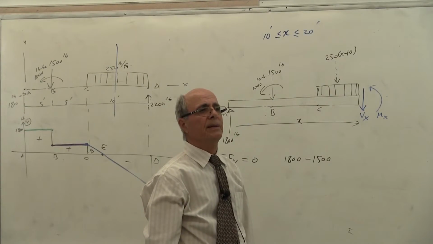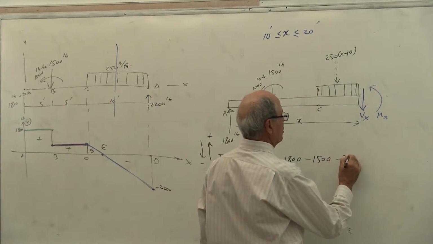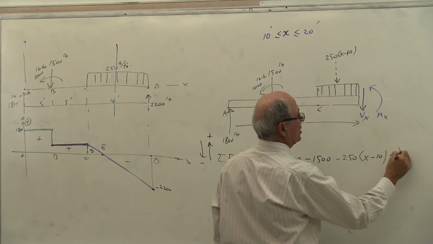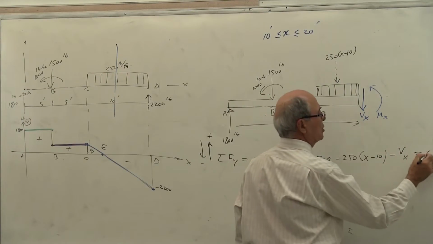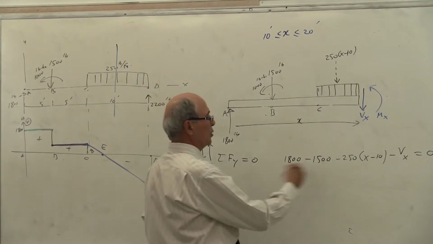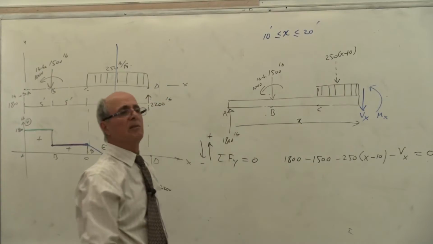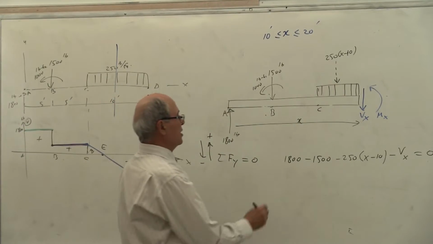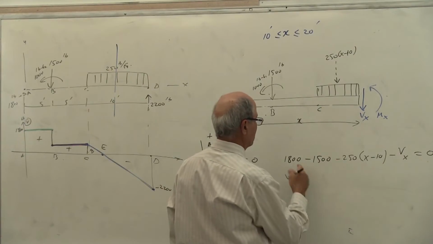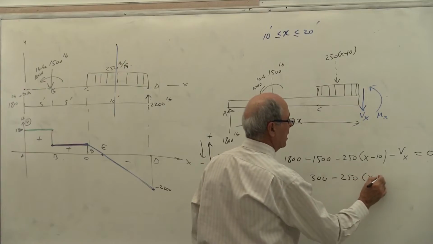Correct? Those are your loading system. Then I put here minus 250 times X minus 10, minus shear, equal to 0. Everybody understand what I'm talking about? Yes? So because this is negative, this is negative, this is negative, the only one positive is this one, according to statics. Then you write shear as a function of X equal to, you take it to the other side, these two become 300 minus 250 times (X minus 10).